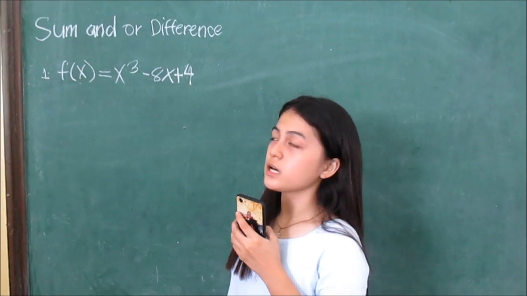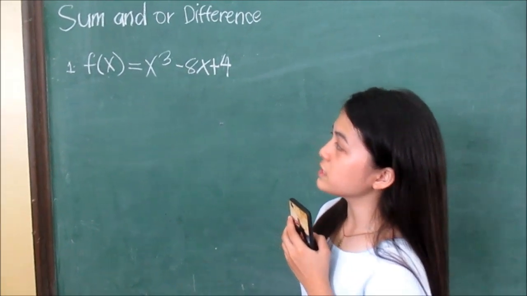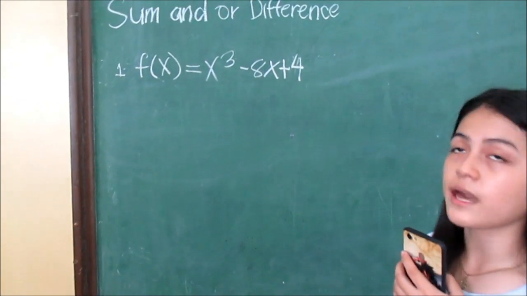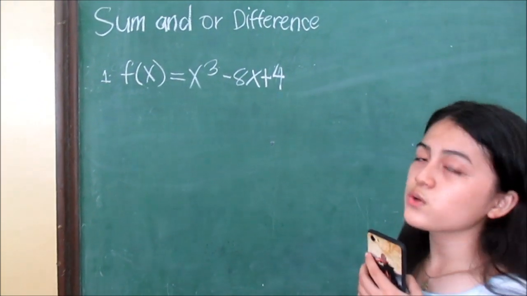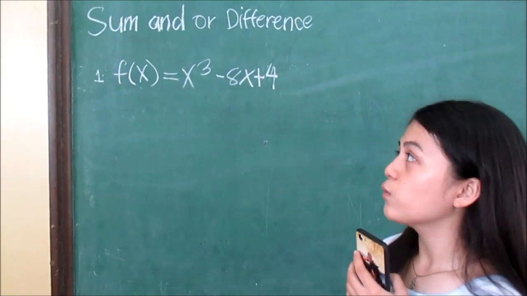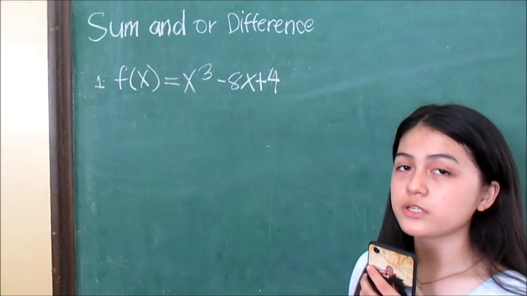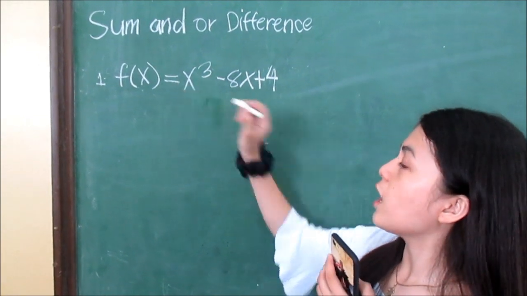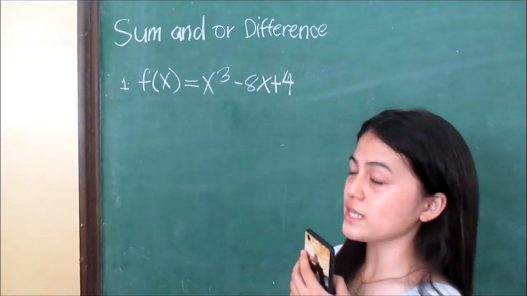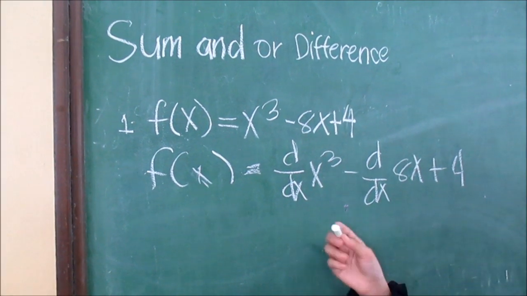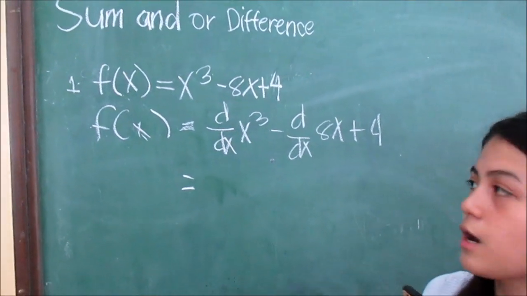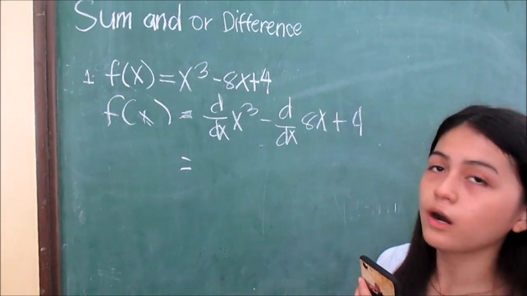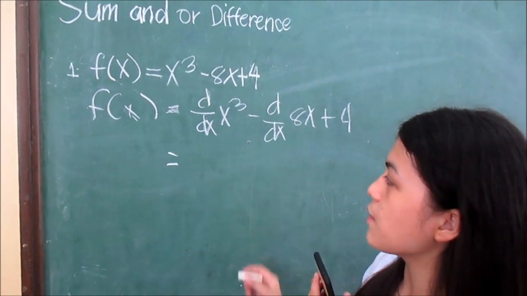So I have here the first given example, which is f of x is equal to x cubed minus 8x plus 4. So what have I said earlier? We have to follow the differentiation rule. So we are now going to proceed. So here, this is the first process in order to get the answer of this given example.